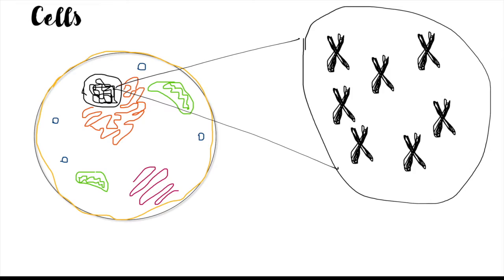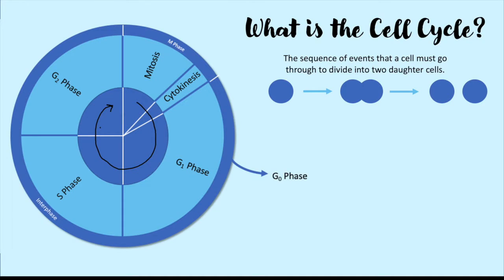So that begs the question, how did we start out as a single cell and come to be this complex multicellular organism? Well, the answer to that is replication. Cells have to divide and make copies of themselves through a process called the cell cycle. So when we ask, what is the cell cycle? It is the sequence of events that a cell must go through to divide into two daughter cells. It consists of four main stages, and that is G1, S, G2, and mitosis.